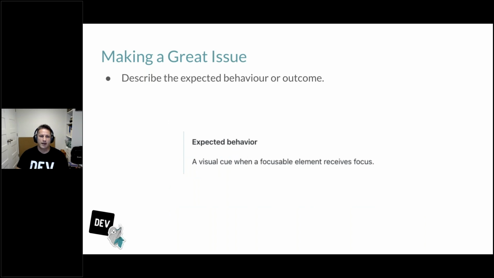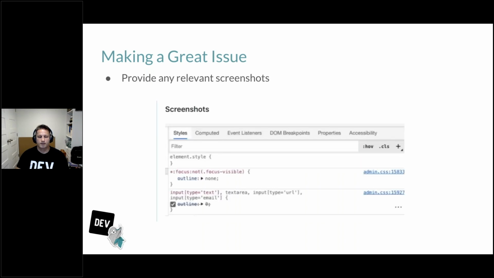Describe the expected behavior or outcome. This is super important as well. What should happen once the issue is fixed? Provide any relevant screenshots. In the case of this accessibility issue, I have a screenshot of the Chrome DevTools showing the style of the elements that should have some sort of focusable style. In this case, the default focus styling has been removed and there is nothing replacing it.